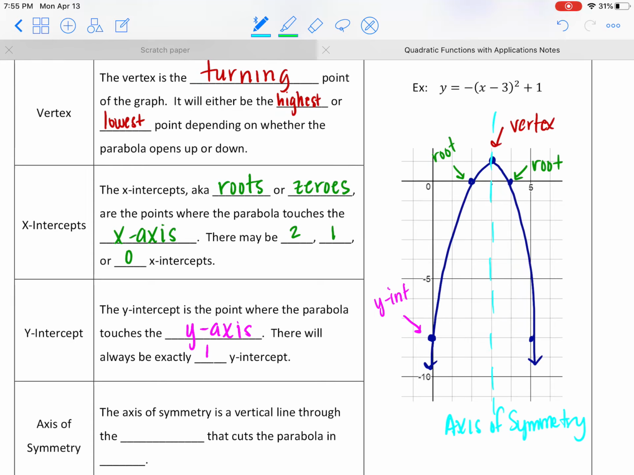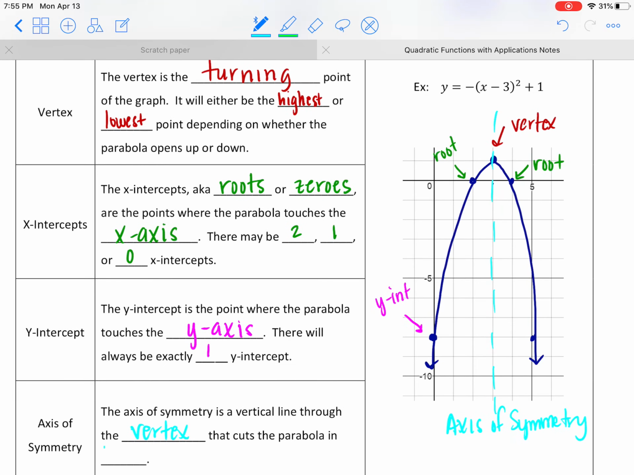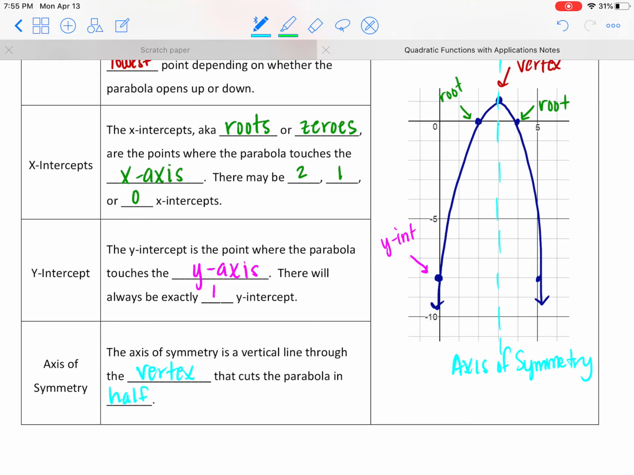So the axis of symmetry is a vertical line. Now if it's going to cut the parabola in half, it has to go through the vertex, and then it cuts the parabola in half. If I was to ask you where that axis of symmetry was, technically there is an equation for that vertical line. A vertical line is always an x equals equation. In this case, it goes through an x value of 3 at every single one of those points. So we would say this axis of symmetry is at x equals 3.